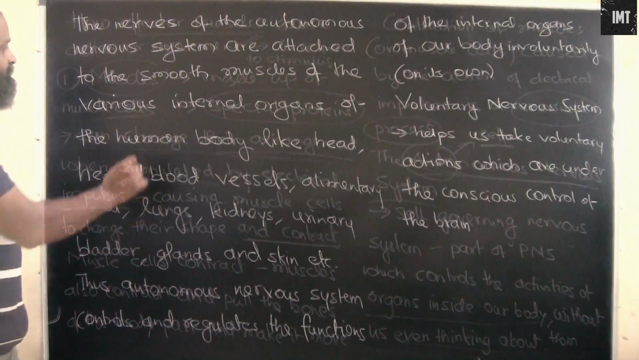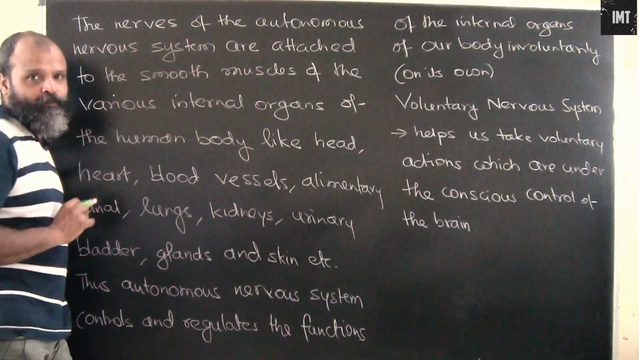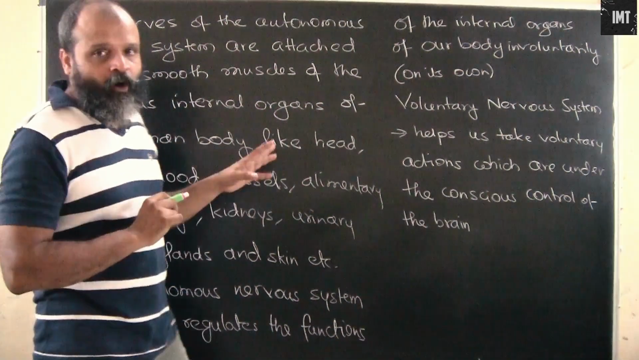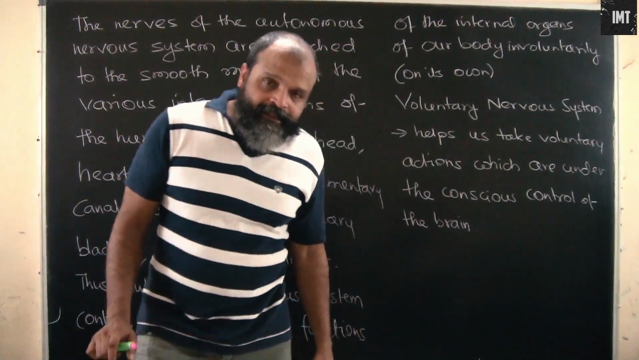nervous system, smooth muscles of the various internal organs of the human body. Okay, so this is an automatic nervous system, which means that there is no influence.